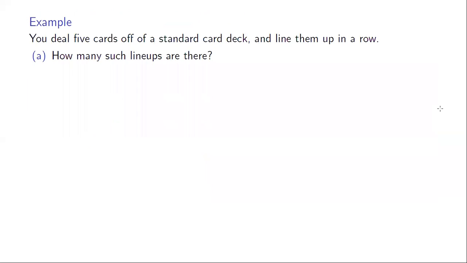Now let's look at an example. Suppose you deal 5 cards off of a standard deck and line them up in a row. Question: how many such lineups are there? Again, random 5 cards, you take off the deck and you line them up in an order, in a row. How many different possible lineups are there?